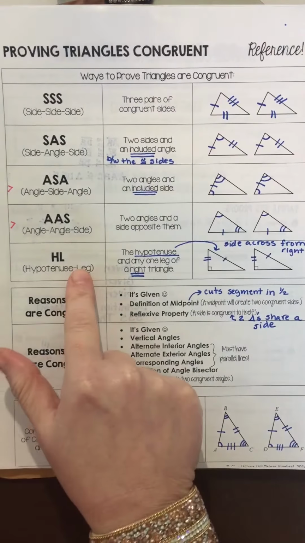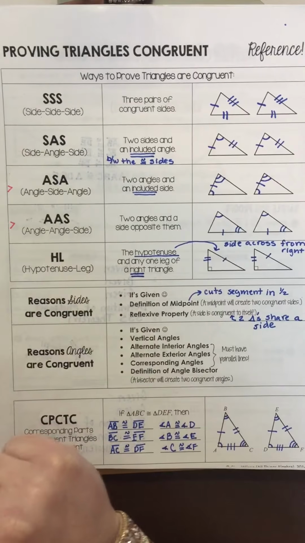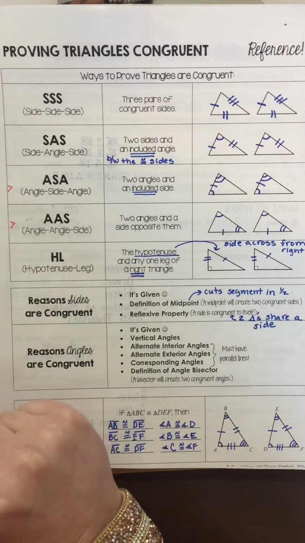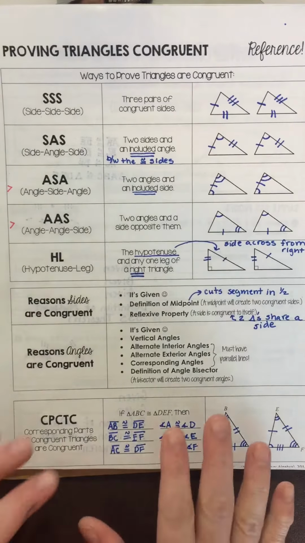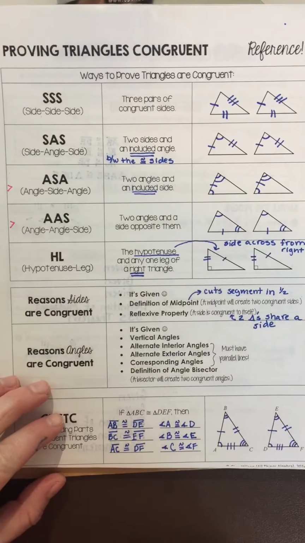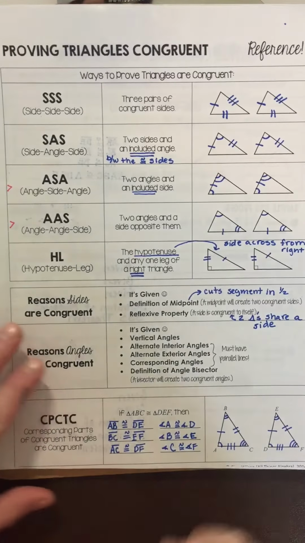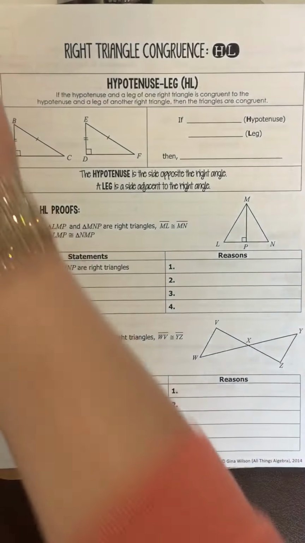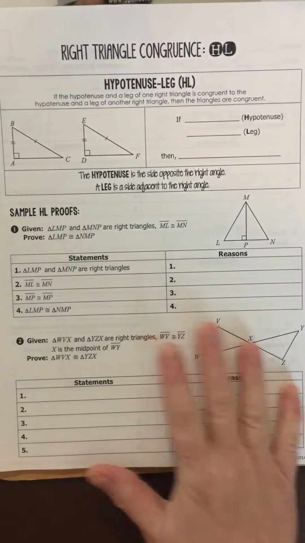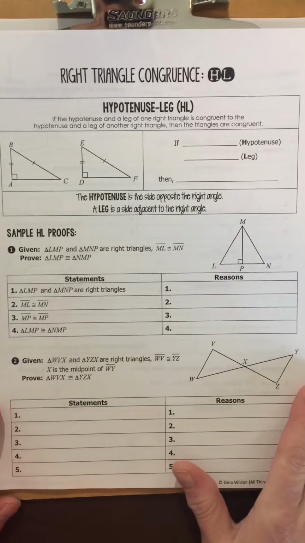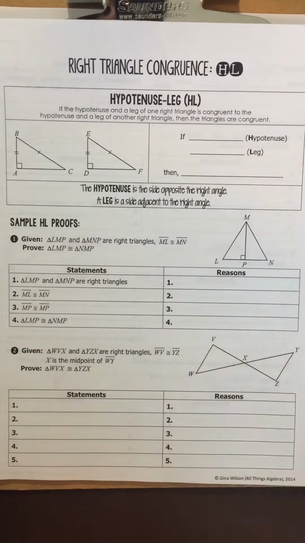I wanted to go over the hypotenuse leg theorem real quick and just do a few examples with you off of your notes. So let's get started. Remember, hypotenuse leg can only be used when we have right triangles because only right triangles have a hypotenuse. So here are the notes that I sent you, and let's fill these out.